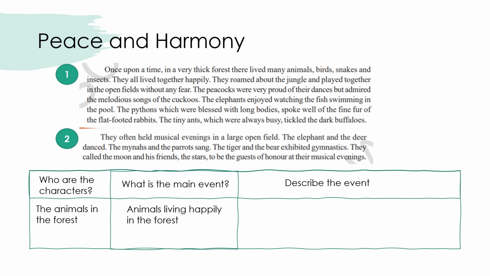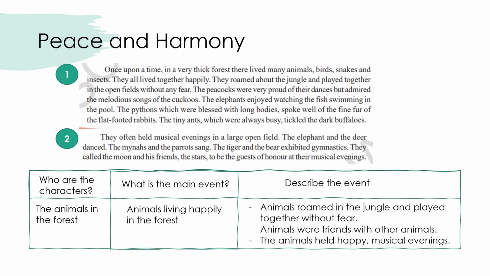Next, it says describe the event. This is where I go into the details of what I have read, and I pick up the main parts which tell me that the animals are living happily in the forest. So what are they? Animals roamed in the jungle and played together without fear. Animals were friends with other animals, and the animals held happy musical evenings. So this is how I am describing the event that animals were living happily in the forest.